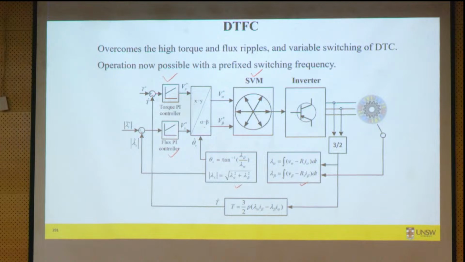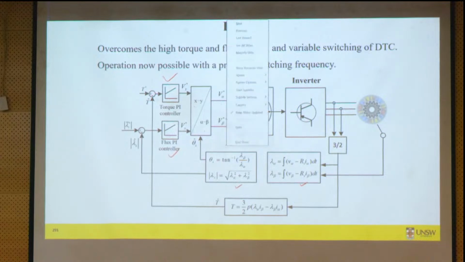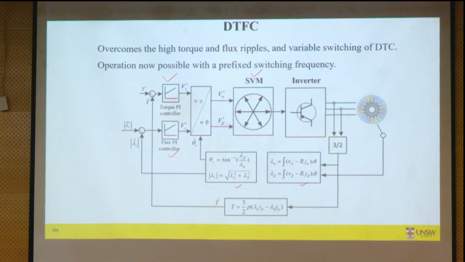doing a transformation now. To apply SVM we need the reference voltages, right? Only then can we do SVM or SPWM. So how do we calculate the reference voltages? We actually use a transformation, and to use a transformation you need an angle.